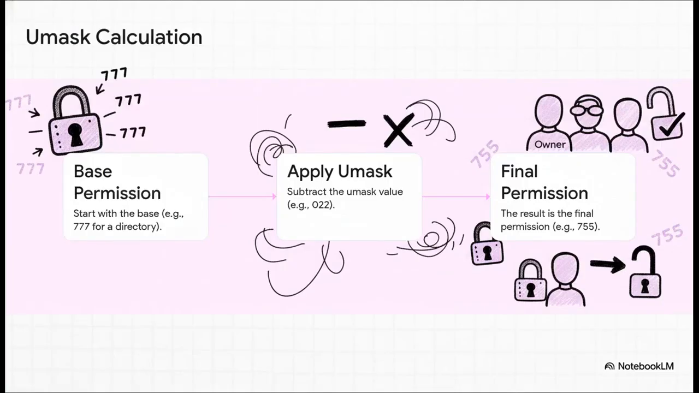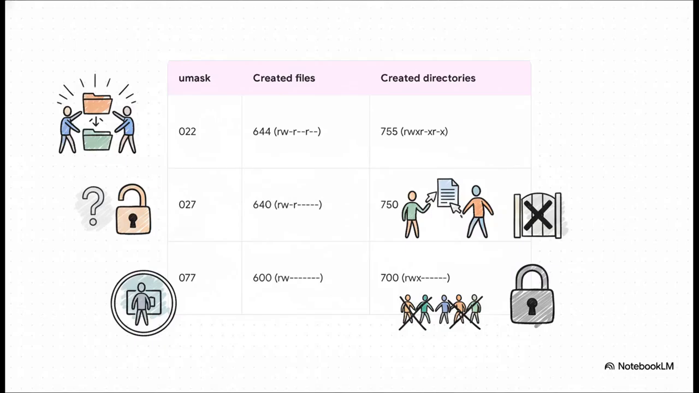The calculation itself is actually just simple subtraction. So let's take a really common UMask, 022. If you create a new directory, Linux starts with that base permission of 777. Then it just subtracts your UMask of 022, and the result is 755. And that translates to full permissions for you, the owner, but only read and execute for your group and for everybody else.